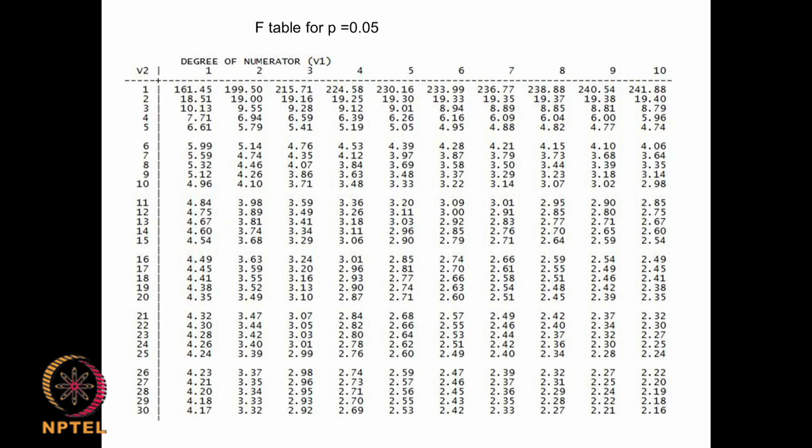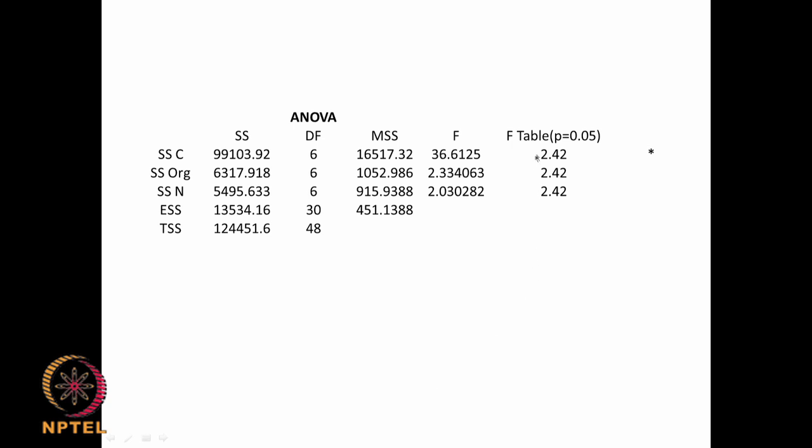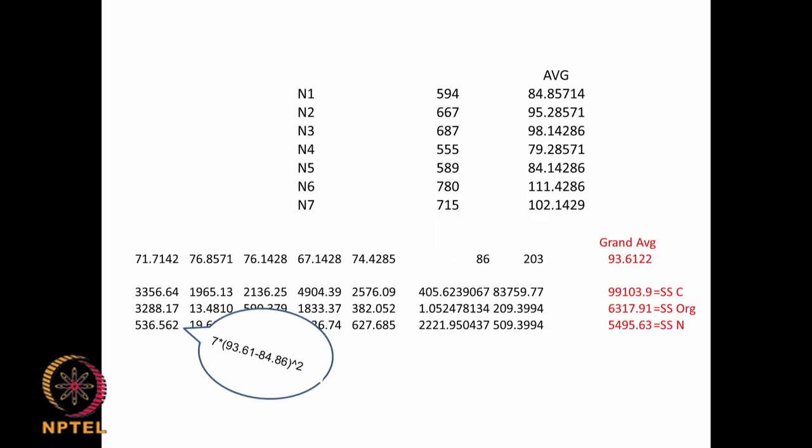Okay, so let us go to the table. 6 and 30 degrees of freedom. So 6 we have 30, we go down, 2.42. So 2.42 is your F table value, your F calculated value is 36.6, 2.33, 2.03. So this is larger than the table value, so we can reject the null hypothesis. So we can say that the carbon has a significant effect on the yield. Okay. So we reject the null hypothesis, so we say carbon has a significant effect on the yield.